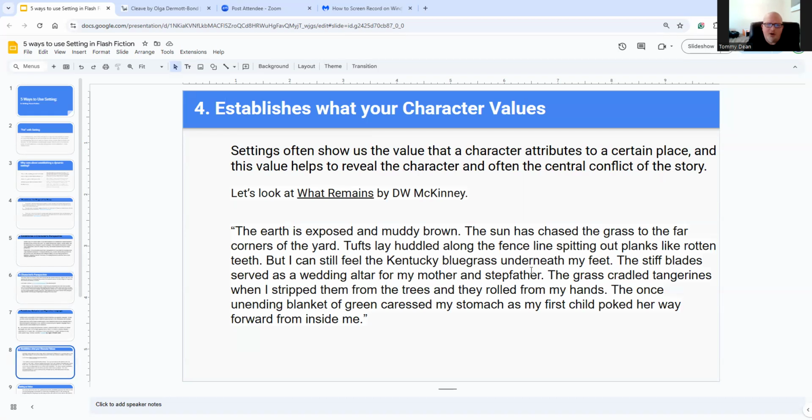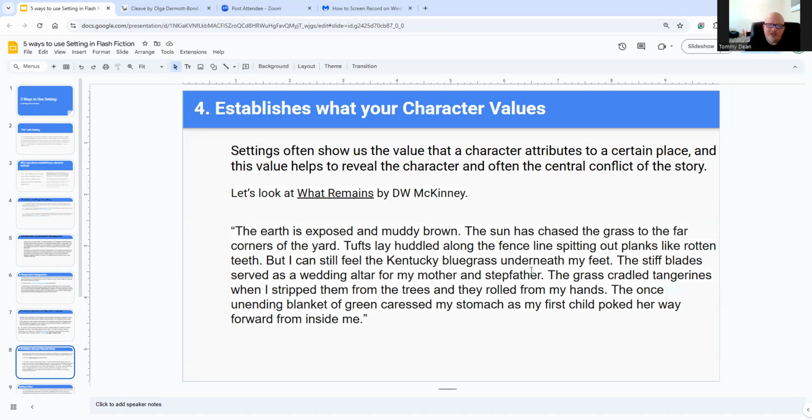The earth is exposed and muddy brown. The sun has chased the grass to the far corners of the yard. Tufts lay huddled along the fence line, spitting out planks like rotten teeth. But I can still feel the Kentucky bluegrass underneath my feet. Right? There are issues, but the narrator doesn't care about the issues.